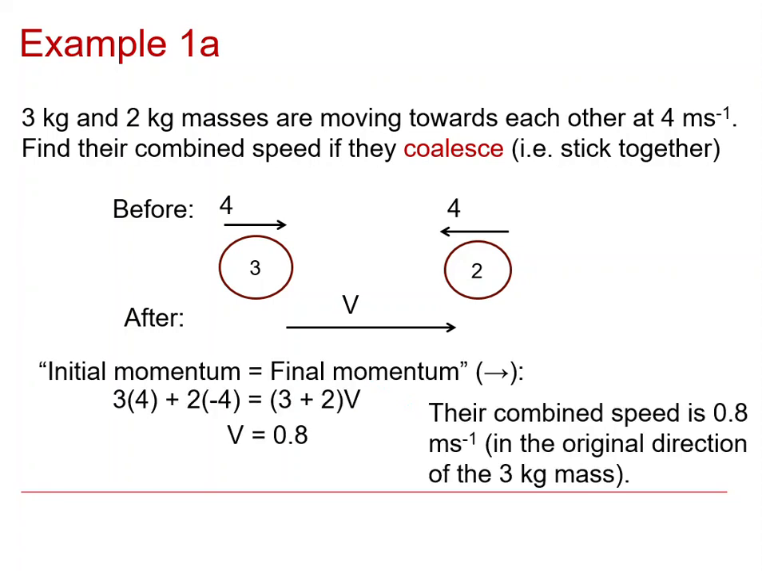So applying that principle, we'll get 3 times 4 plus 2 times minus 4 is equal to the 3 and the 2 times the v. So the left hand side simplifies to 4 and the right hand side to 5v, so that easily tells us that v is 4/5 or 0.8.